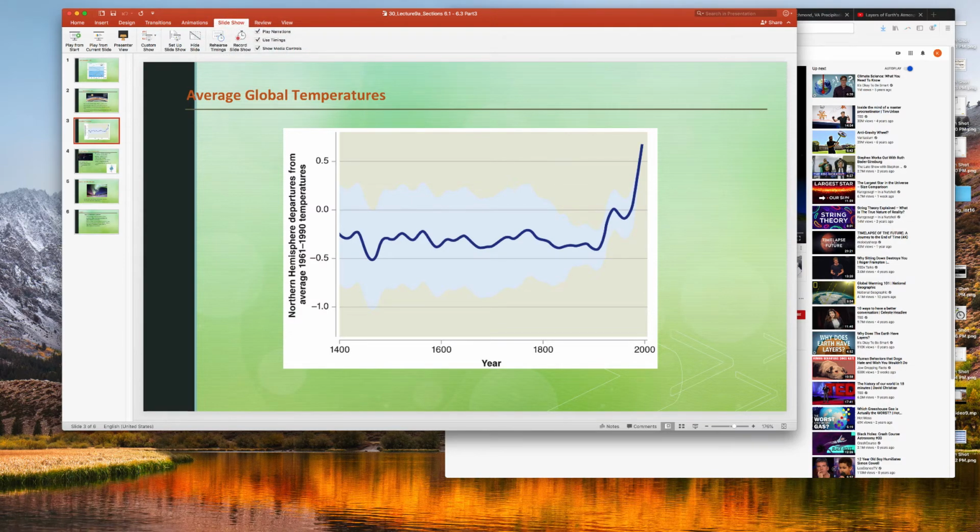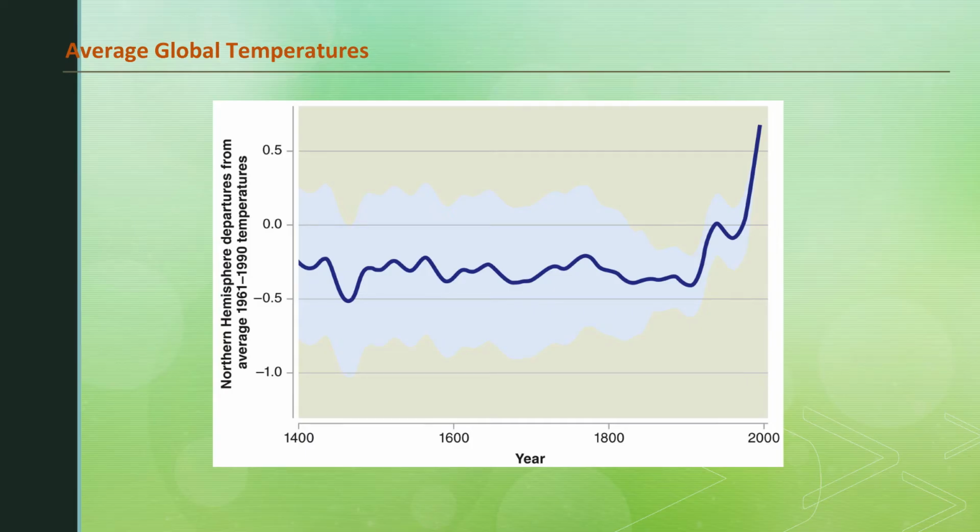So here you see a plot that goes from 1400, right, to the year 2000, and you can see the blue line is the departures, right, from the average. All right, now what does that even mean? So if you have an average, sort of a moving average, then you can say, hey, how different is the temperature today than the average over a certain period, right?